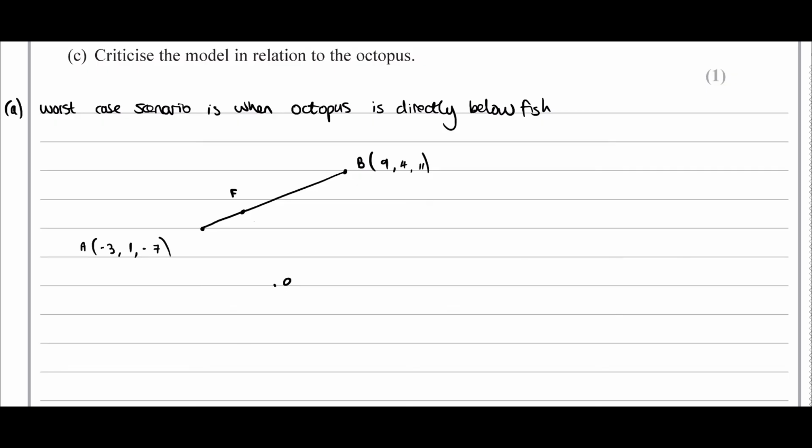Okay, so let's just draw this on. And the reason for that is, if you think about it, if the fish is directly above the octopus, this line over here is the shortest distance, and if the minimum distance of OF is less than 2, then the octopus can catch the fish. Okay?